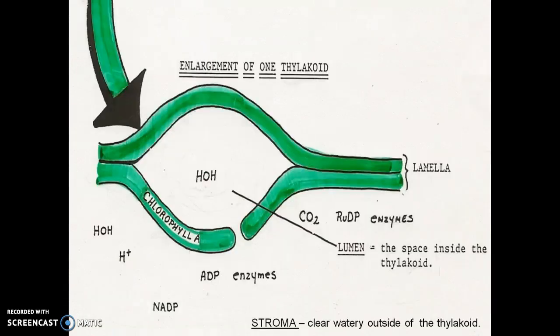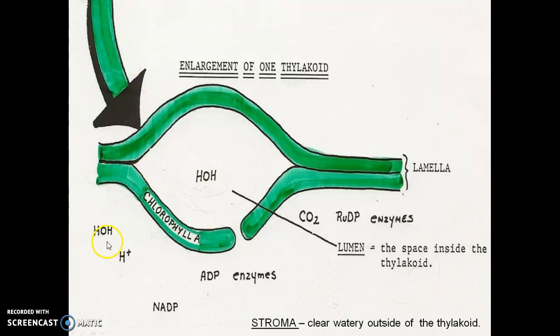All right, so we're zooming in on one of those thylakoids. Here's the lamella, it splits the thylakoid. Inside the thylakoid, this area is called the lumen, the space inside the thylakoid. Within the lumen, you have a lot of water, HOH. That's water, guys, just written differently than you're used to seeing it. We're going to write it like this because when we go through our stages, it's going to be easier to see what's actually happening.